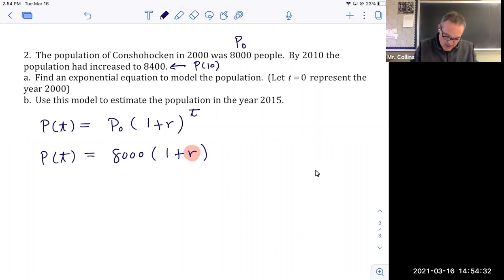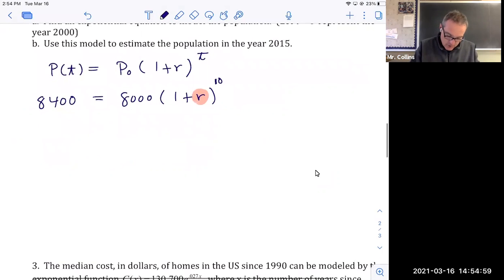But how long did it take? It took 10 years by 2010. So in 10 years, the population was at 8,400. So over here, my P of T, really my Y value, is 8,400. So if I can solve for R, I can write my growth model, because I need to know that percentage growth per year. And of course, how do I get R by itself? Well, you got to get 8,000 out of there. You got to divide by 8,000.